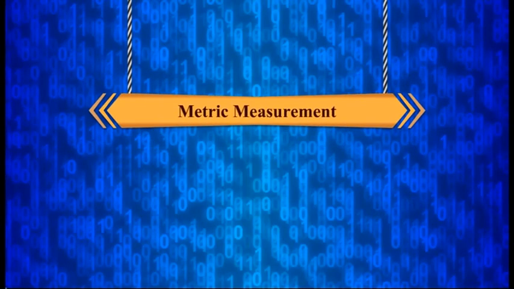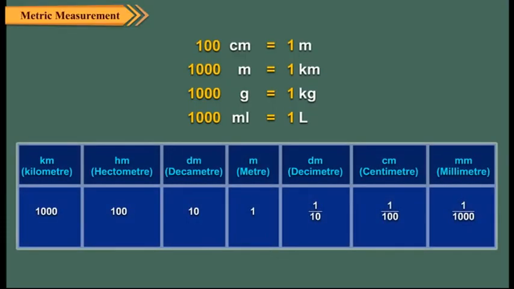Metric measurement. The basic unit of measure of length is meter or m. The higher units are obtained by adding the prefixes deca, meaning 10, hecto, meaning 100, and kilo, meaning 1000. The lower units are obtained by adding the prefixes deci, meaning tenth, centi, meaning hundredth, and milli, meaning thousandth. From the table, we can have the following relationship among various units of length.